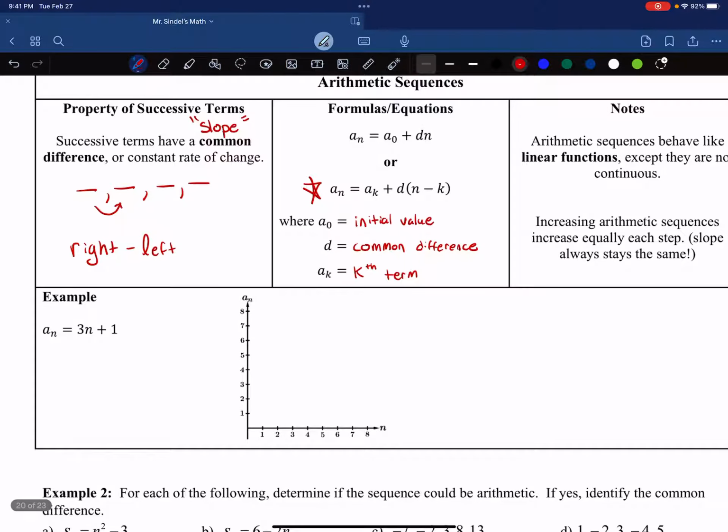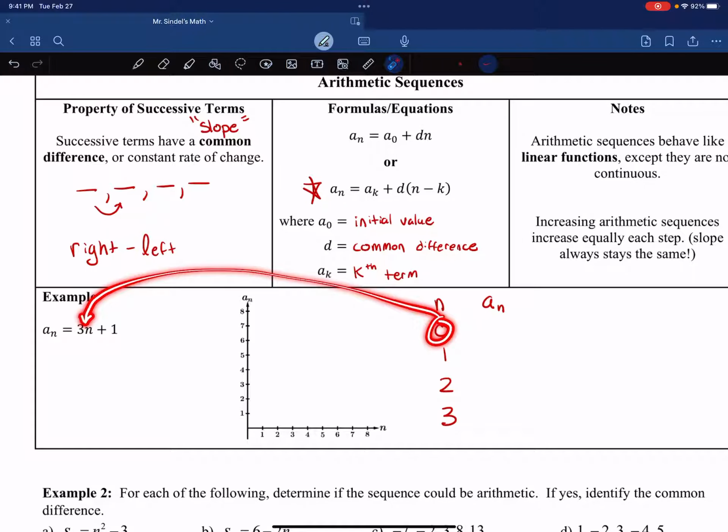So here's an example. I want to be able to graph this sequence: a sub n is equal to 3n plus 1. The first thing I'm going to do is make a table. This is the term number, and then this is the actual term itself. So I want term number 0, term number 1, term number 2, term number 3, and so on. When I plug in 0 into n over here, that means a sub 0, right?